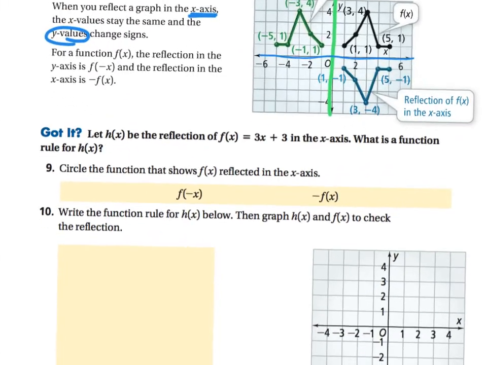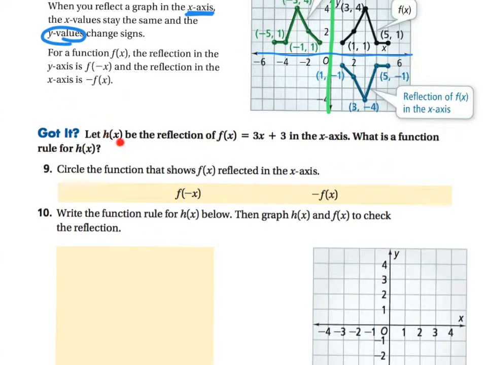All right, so let's think about this one here. Let h of x, remember these are just names of functions, h of x be the reflection of f of x, 3x plus 3 in the x-axis. In the x-axis. So I go back up, and if I want to reflect in the x-axis, what do I do to my function? Where do I put the negative? So putting the negative outside like so.